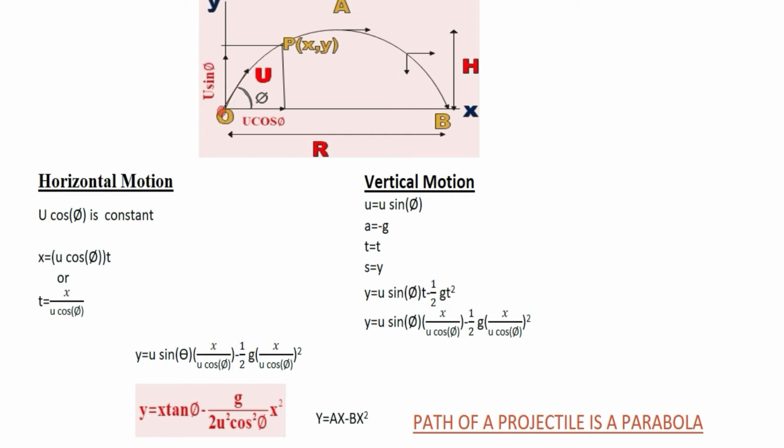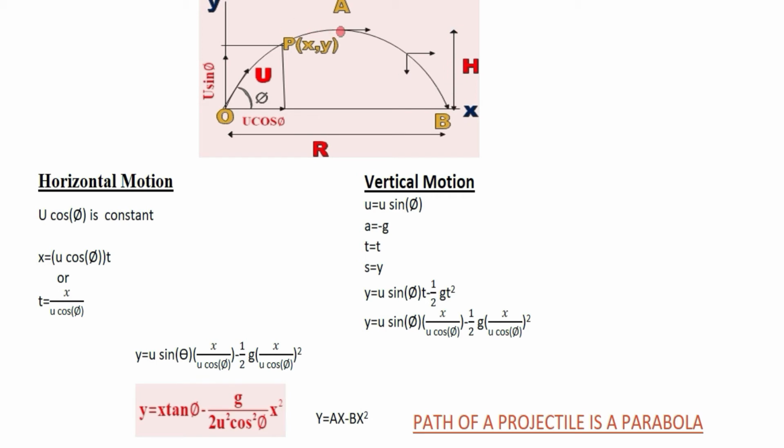As the projectile moves from O to A, the vertical component of velocity will decrease, and reaches a point where the vertical component of velocity is zero. That point we'll call the maximum height point, and the distance of this point from our horizontal is called the maximum height.